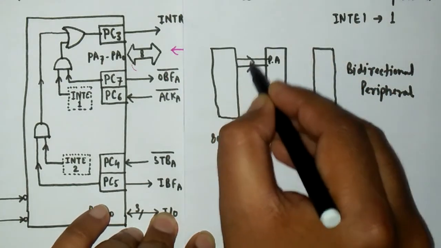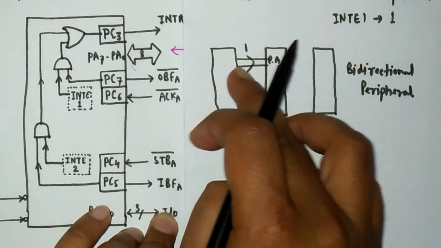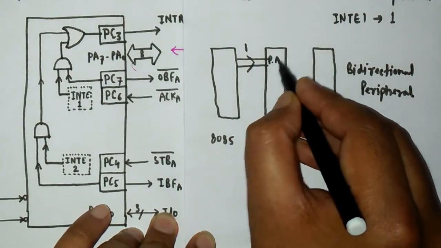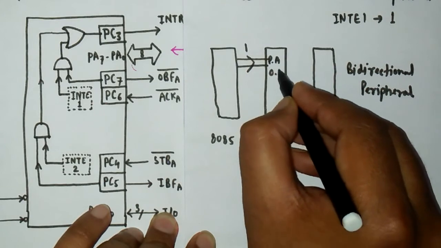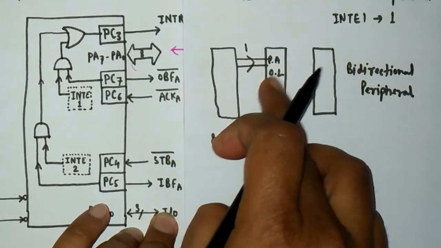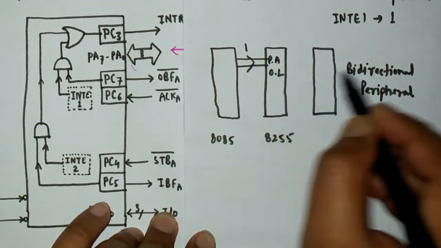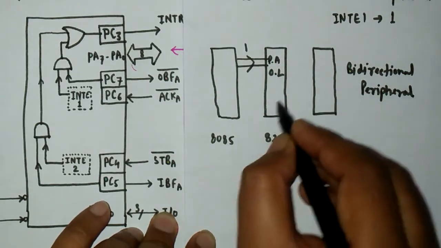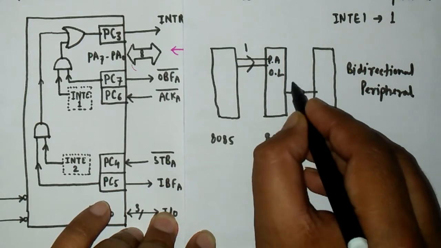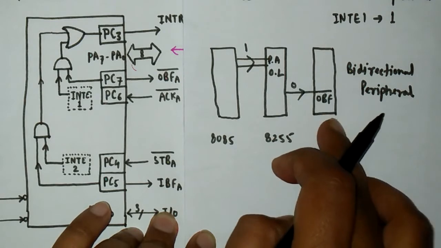First of all, data will be presented to the 8255 by the microprocessor itself, and then this data will be stored in the output latch of port A, which I am writing as OL. You must understand this as output latch. When the microprocessor has written the data to the output latch of port A, in order to inform the bidirectional peripheral, the 8255 will send a low signal on the output buffer full pin of the peripheral device.